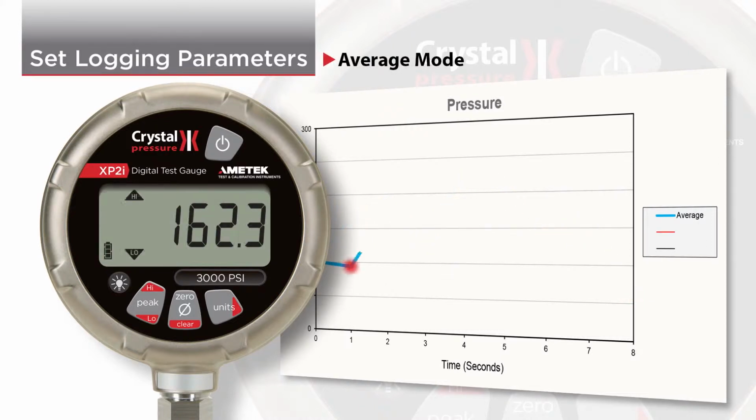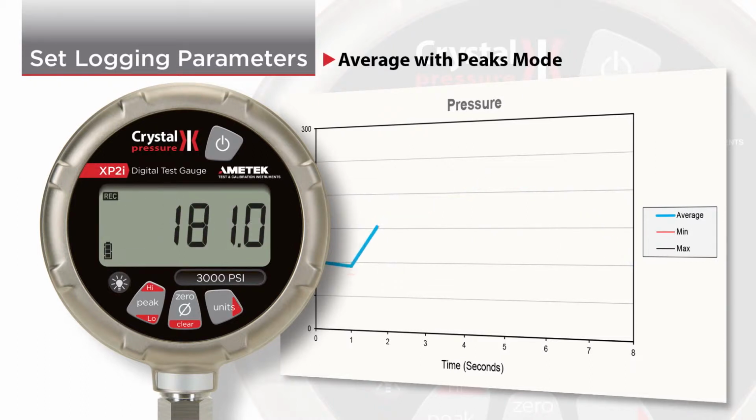Average mode works as follows. DataLogger XP will record data at the logging interval you've selected. The XP2i updates at 4 readings per second, so average mode will record the average of all the readings taken between logging intervals.